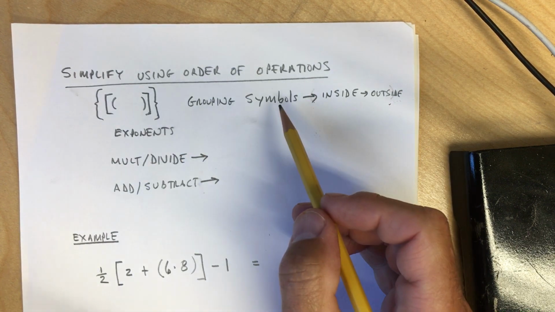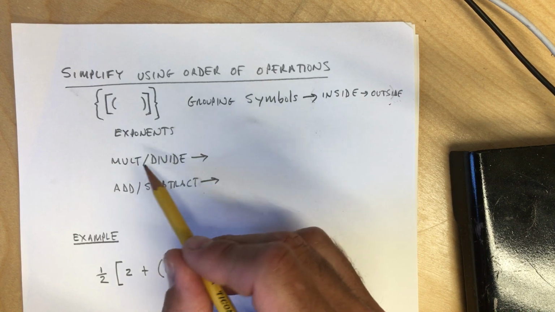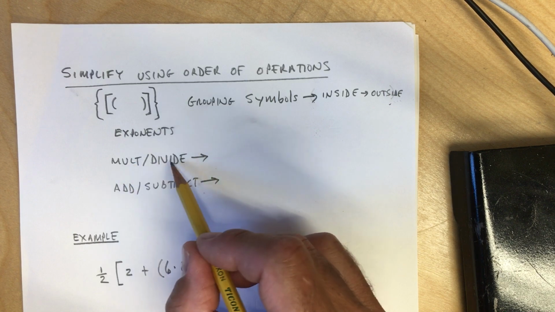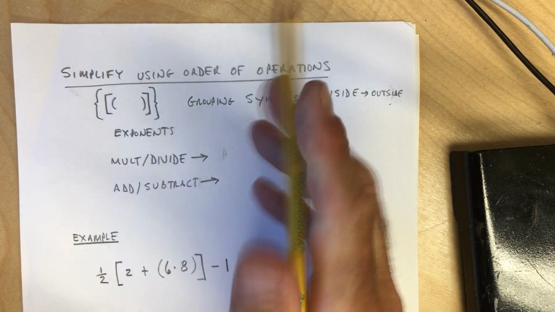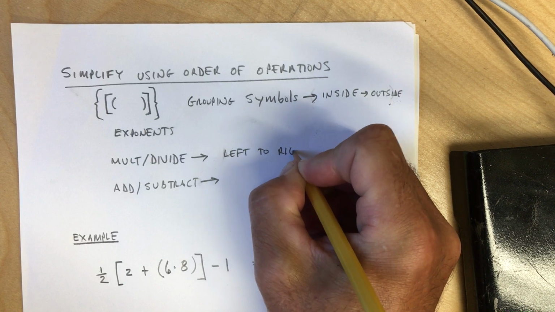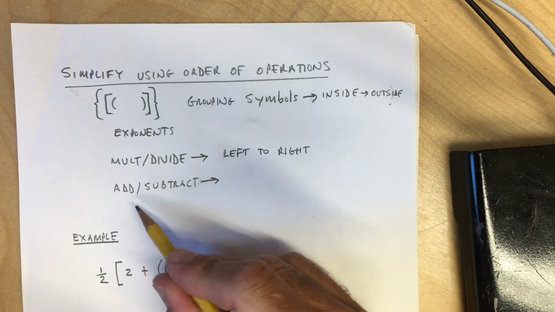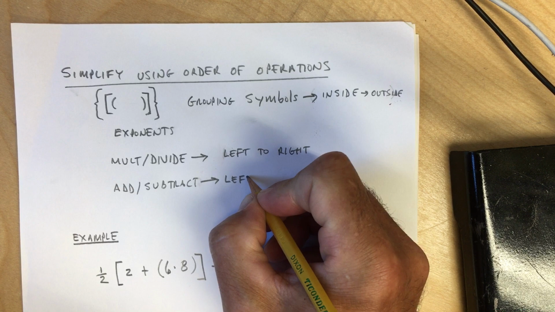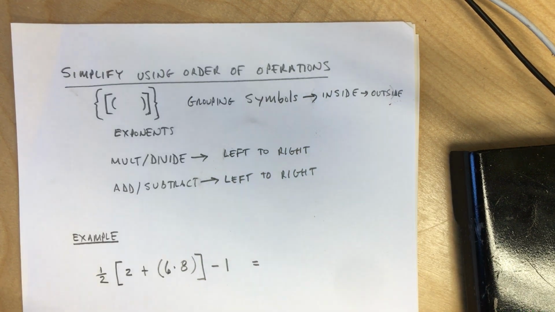So once you've done all the grouping symbols, then you want to do exponents. And after you've done exponents, you want to multiply and divide. And if you have multiple multiplications and divisions, you want to work left to right. And after you've done all the multiplications and divisions, you want to add and subtract. And again, if you have multiple additions and subtractions in a row, you want to work left to right.